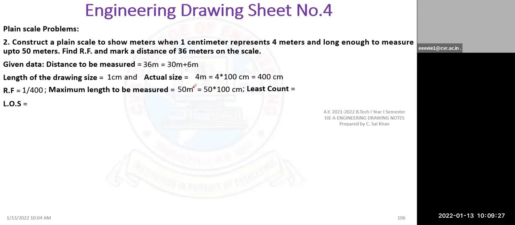So 50 meters, again this meters you have to convert into centimeters, because on the drawing sheet we can't draw 50 meters. So that's the reason we take the unit as centimeter. Okay, so here we have to take the maximum length to measure is 50 meters equal to 50 into 100 centimeters, and the least count comes as 1 meter.